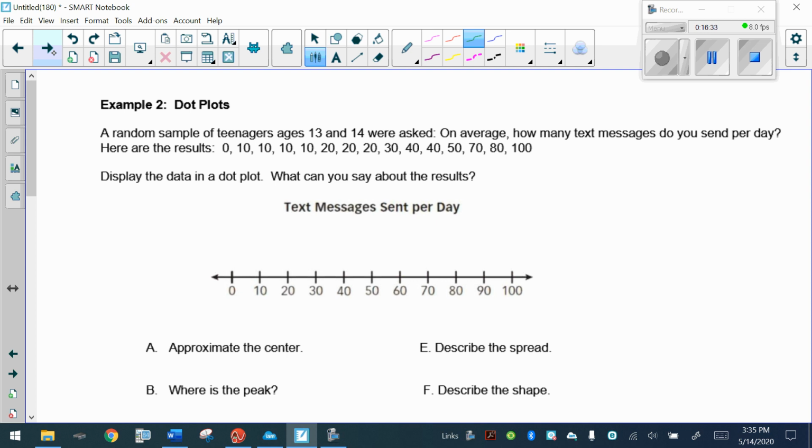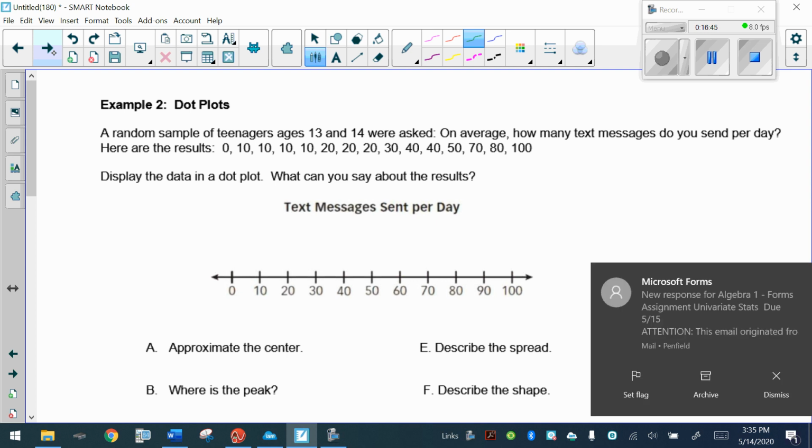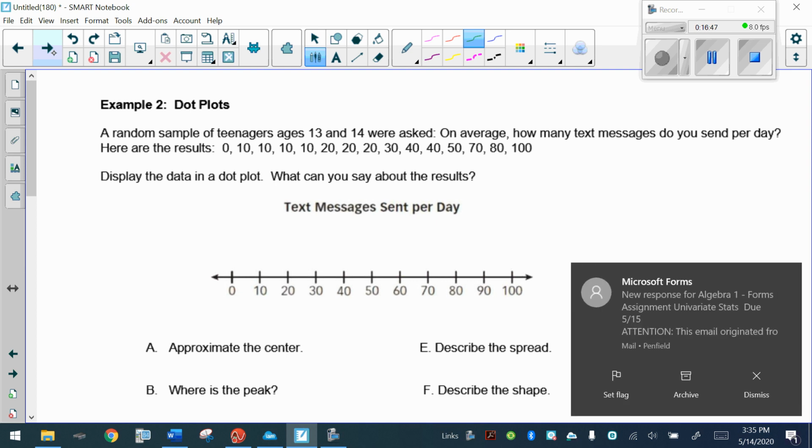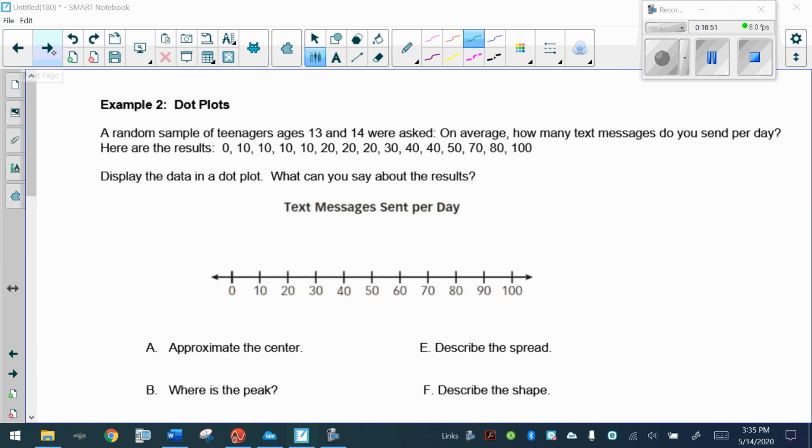So a random sample of teenagers ages 13 and 14 were asked on average, how many text messages do you send per day? And here are the results. I helped us out by putting them in order. What you're going to do is come over to your number line, and I just pick a little bit of a distance. It doesn't matter how high you go.